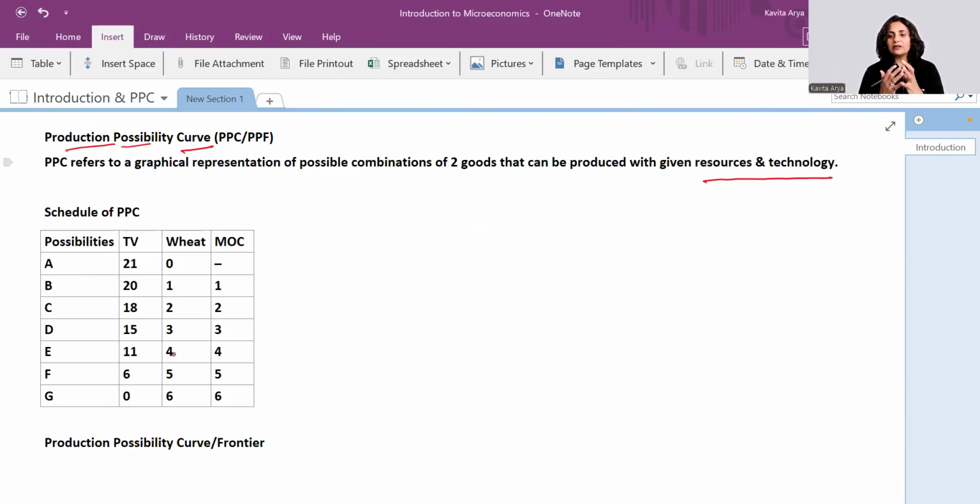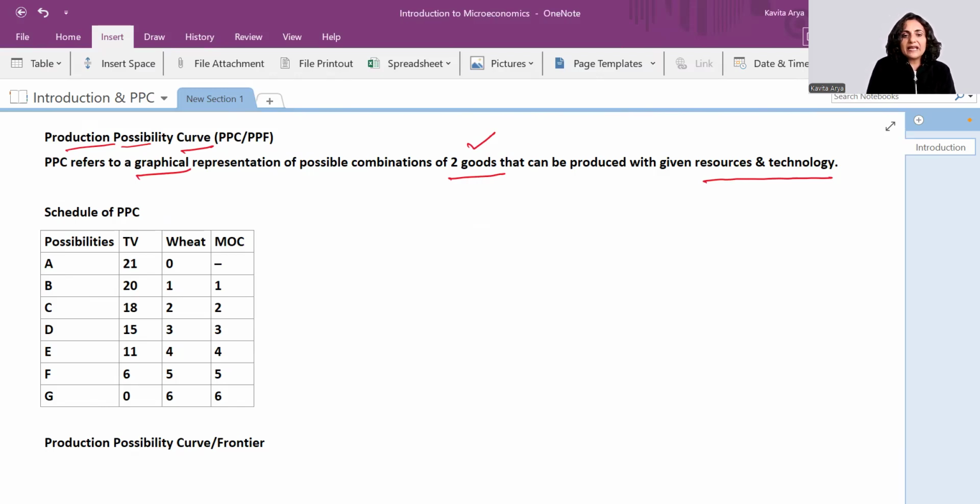So if we weave all these words, what do we get as the definition? PPC refers to the graphical presentation of possible combinations of two goods that can be produced with the help of resources and technology. Mind you, because we are showing everything on 2D diagrams where we have X and Y axis, we have taken it only for two goods. It's on a simpler note. We are trying to showcase the production possibilities, meaning the trade-off of two goods, and the production happens with the help of resources and technology.